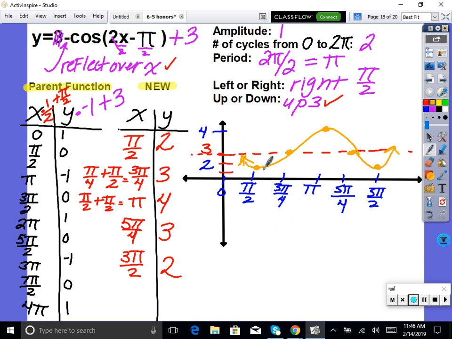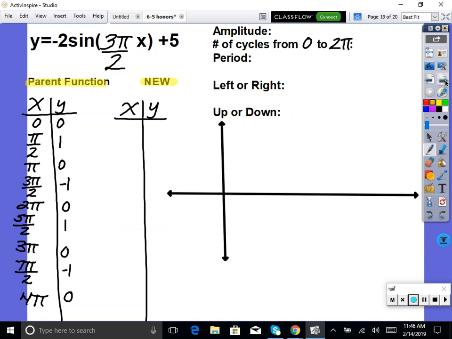Okay, the only thing I want to show you, we won't graph this one, but people, if you don't see an example like this, they freak out because it is weird at first. The first time you see it, it's weird. This next example. So, answer me just these following things. What's my amplitude? 2. It's a reflect over x.